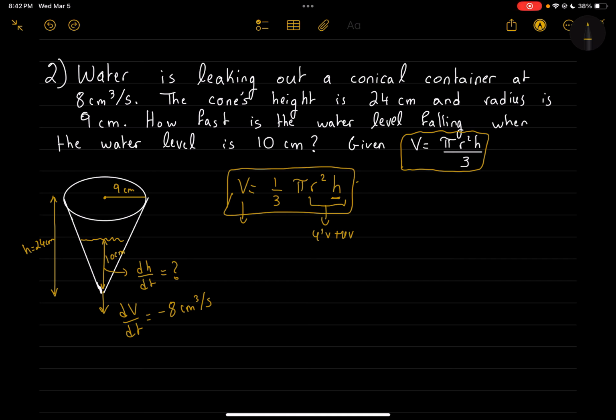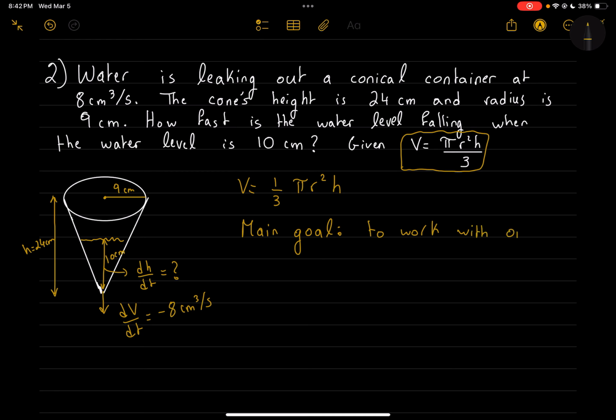However, there's an easier method for you to solve such a question. And how are we going to utilize this method? We are going to utilize this method by finding a relationship between r and h. See, the main objective over here, the main goal, is to work with only h rather than r and h.